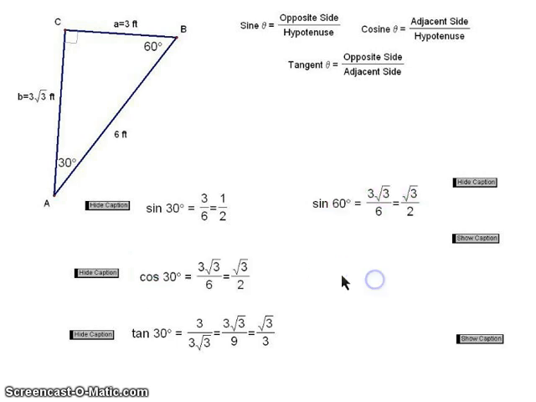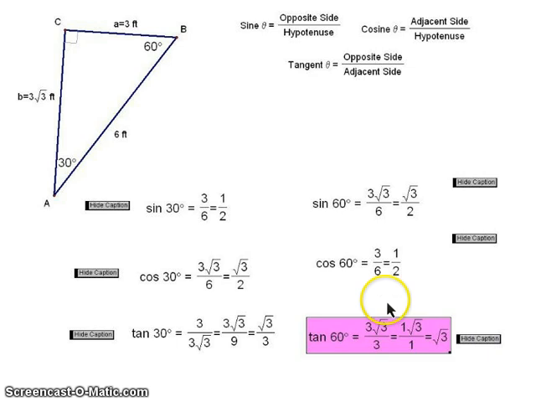Okay, moving on to the cosine of 60 degrees, you would do, here's a 60. The adjacent side is 3. The hypotenuse is 6. 3, 6, 1/2. That answer is the same as the sine of 30 degrees. Not a coincidence.